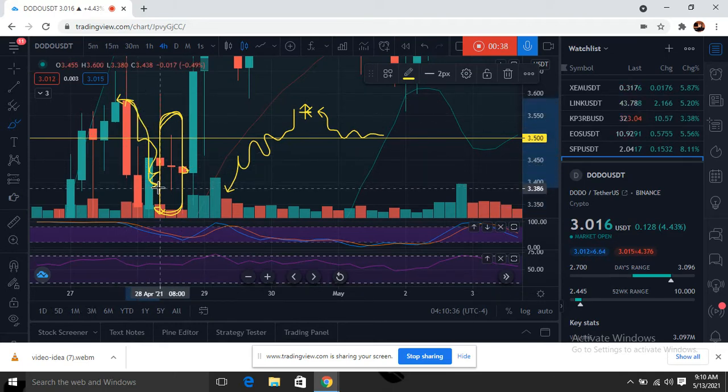When it came down to a certain level and formed the doji, the doji means that the bulls and bears are equal. It means the bears at that moment have lost their grip and the market is now between the bulls and the bears. So you should expect the market to start going up any moment from now. This is a bullish reversal.